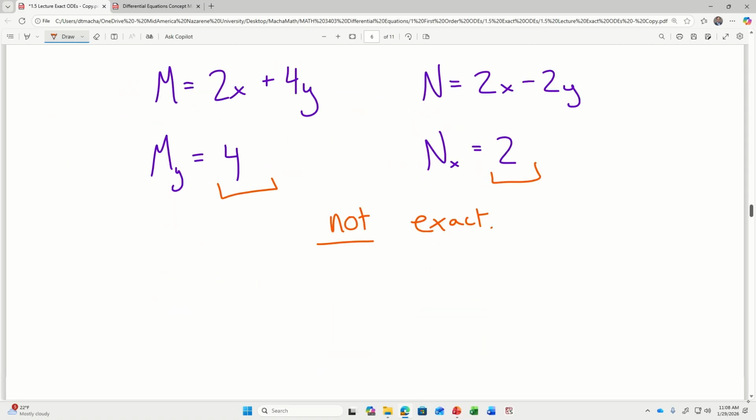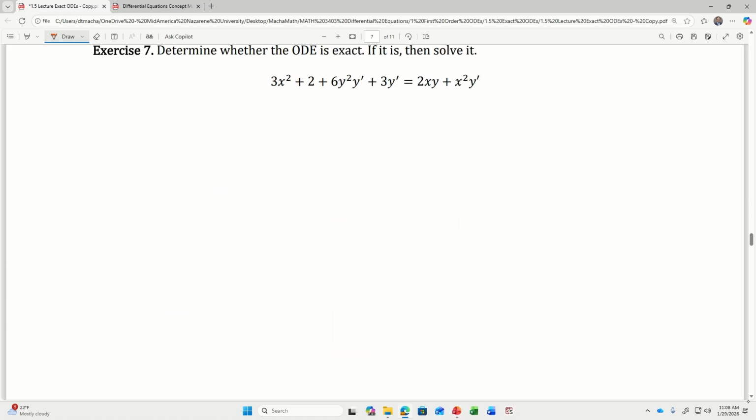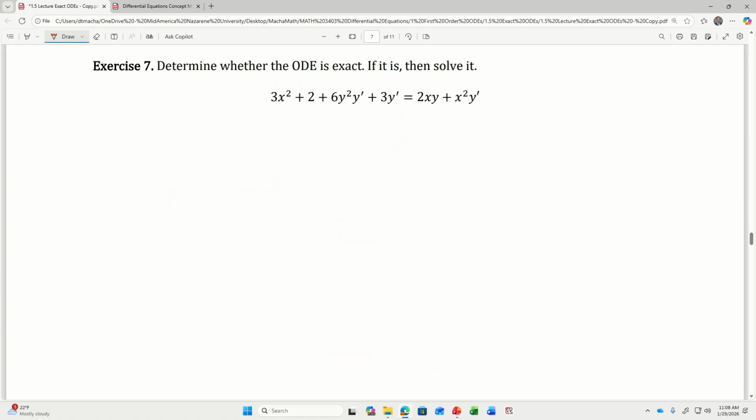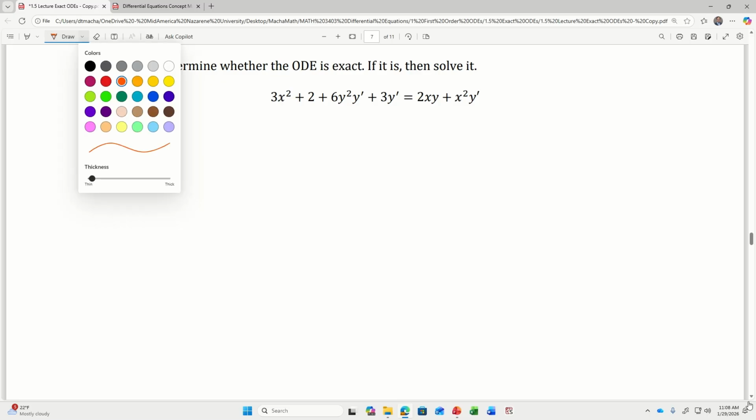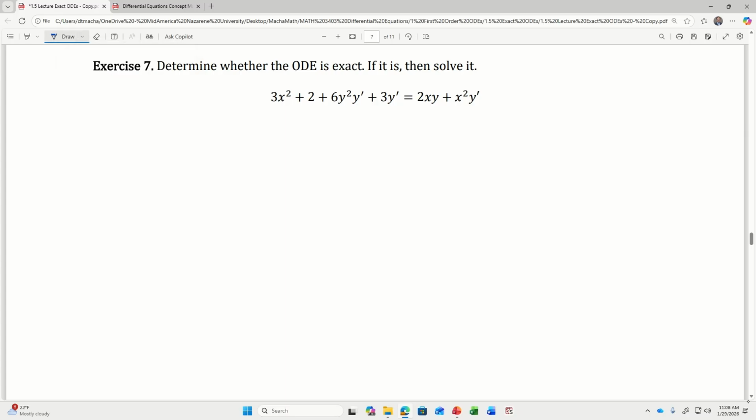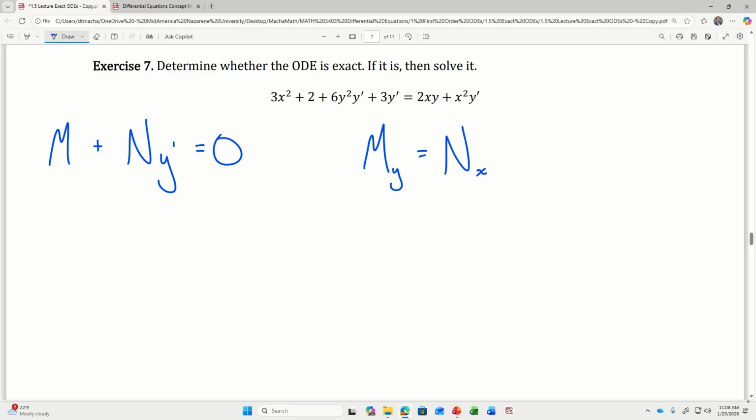Okay. Same thing. Determine whether the ODE is exact. If it is, then solve it. Number 1 is, let's rewrite this ODE as M plus N y prime equal to 0. And then after we rewrite it like that, we'll double check to make sure the partial of M with respect to y is equal to the partial of N with respect to x.